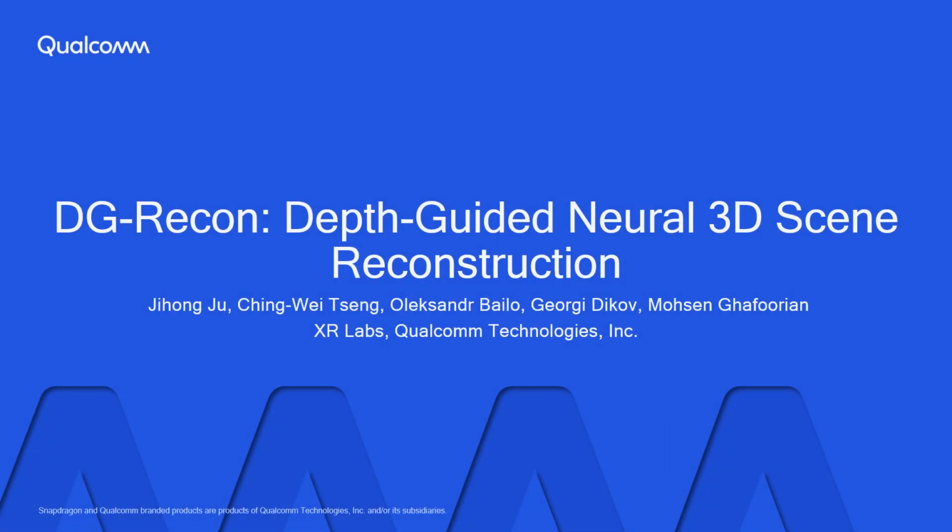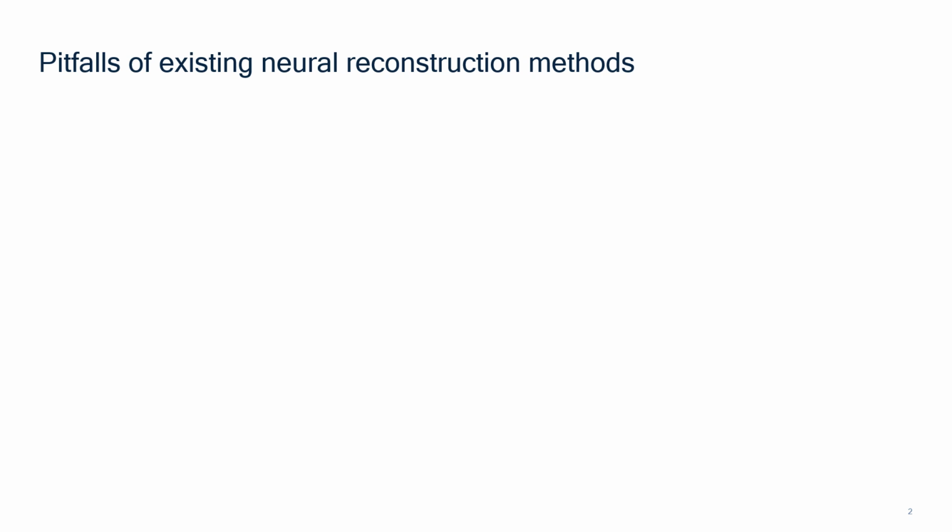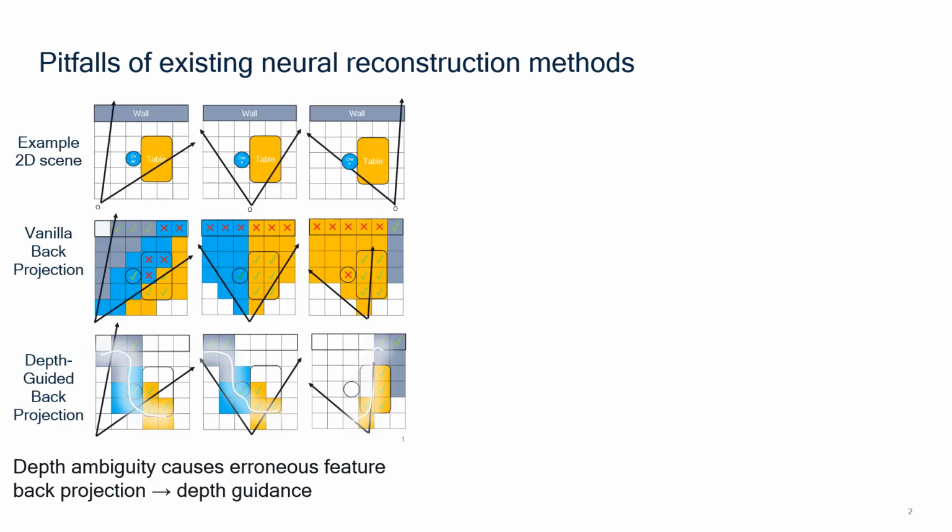We are grateful to present our recent work, Depth-Guided Neural 3D Scene Reconstruction, dubbed DG-Recon. In this work, we identify two common pitfalls of the existing neural reconstruction methods. The first issue is the depth ambiguity in the feature back projection process.